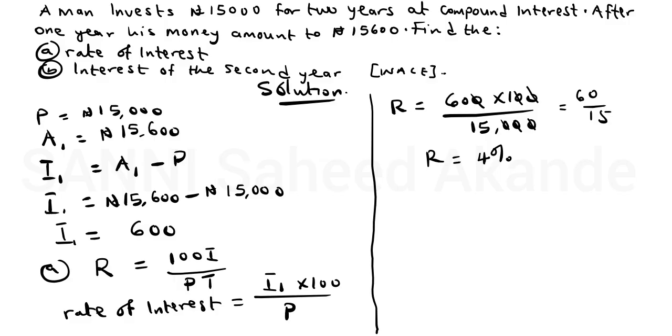Is that understood? So let's go ahead and answer question B. The question says find the interest of the second year. Okay, so interest for the second year is calculated as follows. So now the principal we are going to use for this second year is not the same thing we used for the first year.